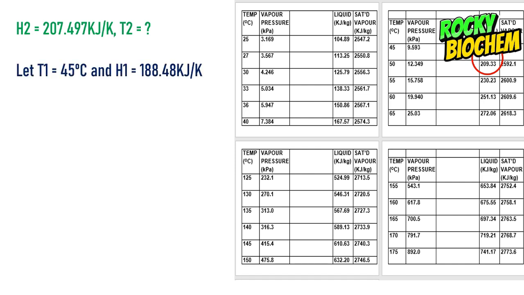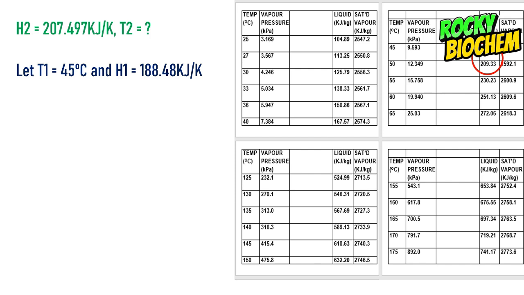So here we do it like the way we find gradients. Always make sure that the one that you are looking for is found in between two known figures. So we can see that the 207.497 can be found between 188.45 and then 209.33. So let's make T1 to be equal to the one on top of what we are looking for.